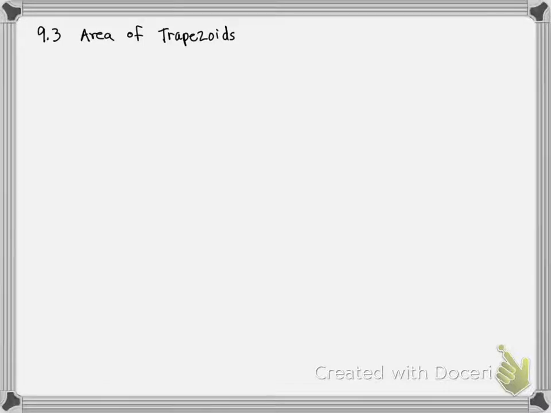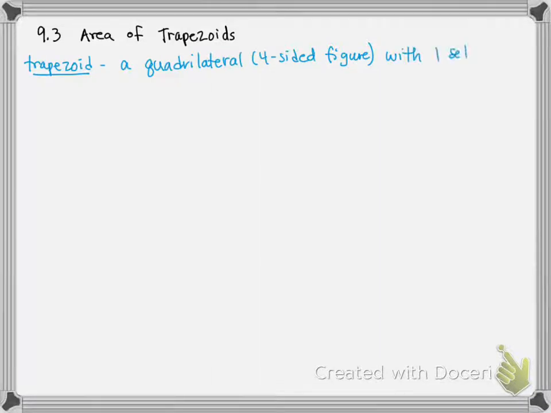So let's talk about what exactly is a trapezoid. Always need to do some vocab at the beginning of a lesson. So it's a quadrilateral, quad meaning four, lateral meaning sides. So a four-sided figure. A quadrilateral with one set of opposite parallel sides, or opposite sides that are parallel. I like that better.